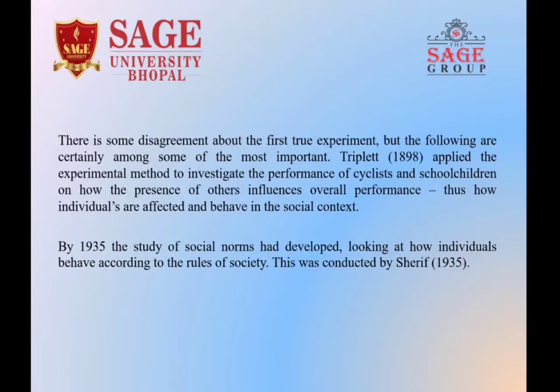Triplett applied the experimental method on cyclists and school children to see how the presence of others influences overall performance. And you know, when there are a lot of people, there is a difference in your performance. That difference can be good, and it can also be bad. It can make your performance better and it can also make it worse. Which means that there is some influence of people on your performance. So this study was done by Triplett.